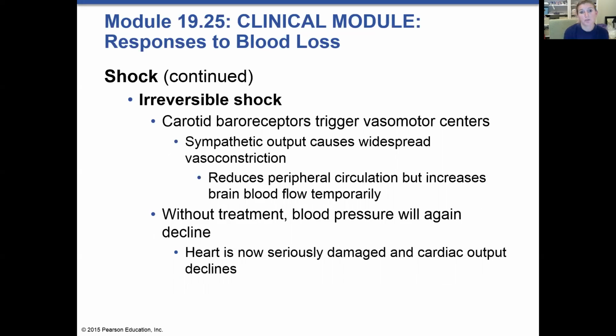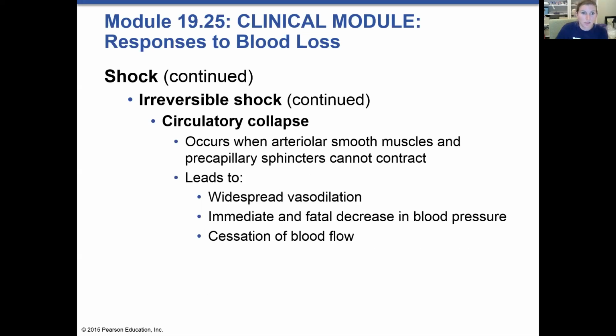When the carotid baroreceptors trigger the vasomotor centers, sympathetic output can cause that widespread vasoconstriction, reducing the peripheral circulation, increasing blood flow temporarily to the brain. And then without treatment, that blood pressure can drop again. So the heart's seriously damaged at this point, and the cardiac output continues to decline until eventually there's circulatory collapse.